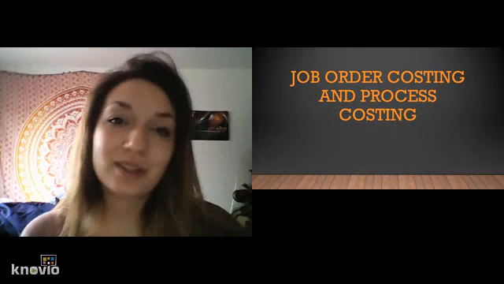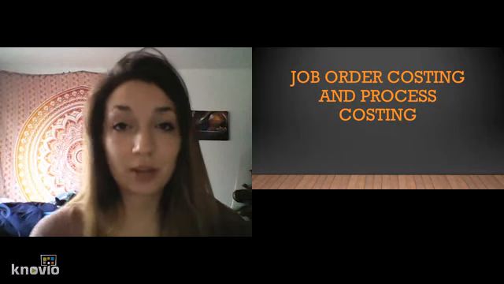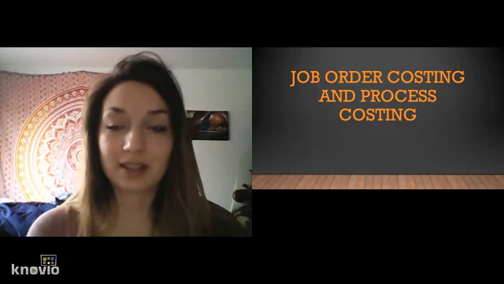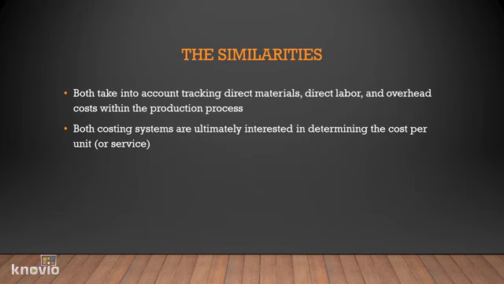Class, I'm Ms. Cooper. So for this project, I'm going to talk about job order costing as well as process costing. So first things first, the similarities between the two are that both take into account tracking direct materials, direct labor, and overhead costs within the production process. Both costing systems are ultimately interested in determining the cost per unit or service.